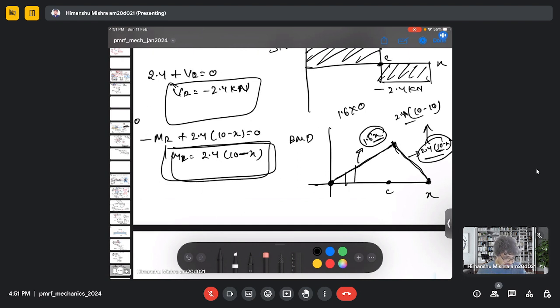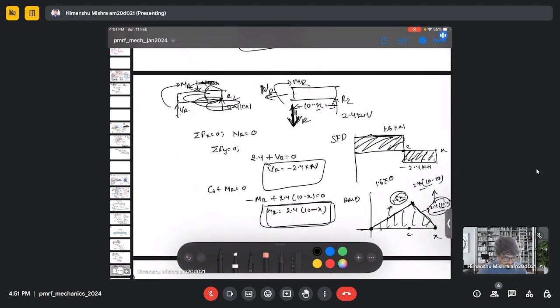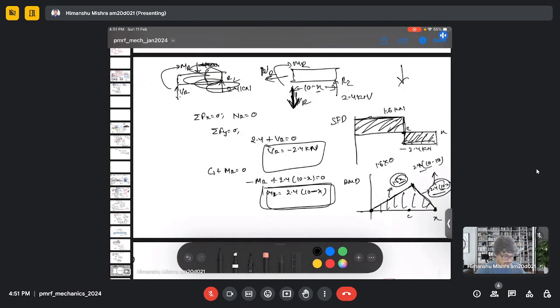So this is our bending moment diagram, and this is our shear force diagram. And in the previous question also we saw that when we introduce the point force, there is a discontinuity in the shear force diagram. But here in this problem, we saw there is a change in the bending moment also. Earlier we saw that there was not a change, but here we saw there is a change in bending moment diagram itself.